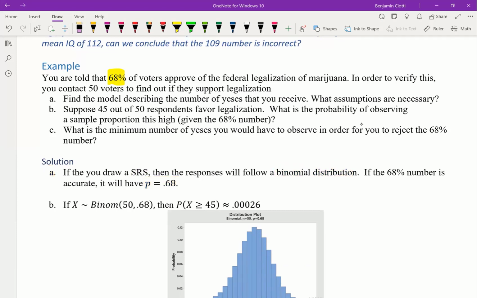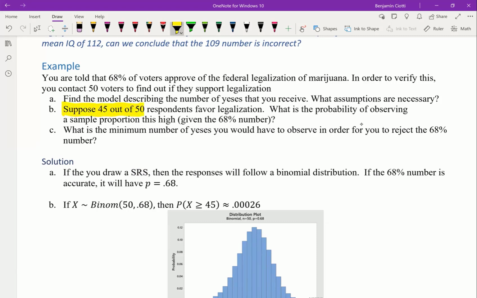Now, you have to make sure that you are sampling randomly from the population. So if you instead went to the campus of, say, UC Santa Cruz and started asking students if they believe in legalization, then you might get a biased response.